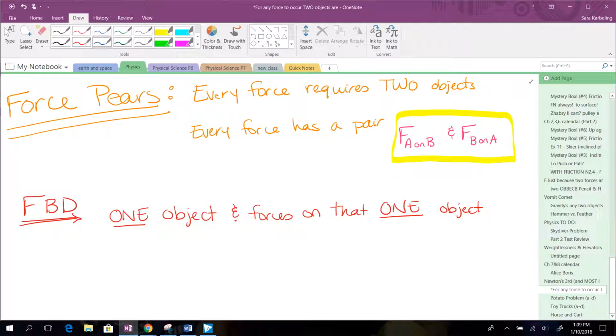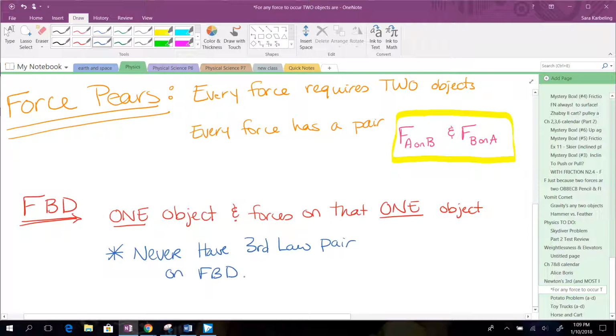Dylan, you are saying no with a lot of gusto. Why are you saying that? Because they have two objects. Yeah, that was ours. Right? They have to have two objects that are flipped, right? So let's just write that down and then we'll look at these other ones here, okay? So we will never have a third law pair on a free body diagram.